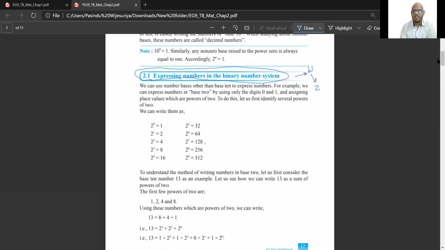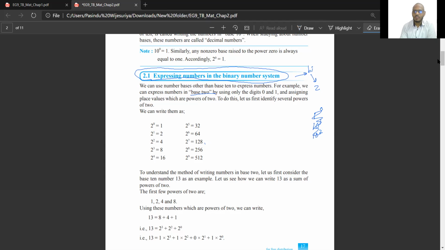So when it comes to binary, the base is 2. In everything that we did before, the base is 10. That's why you put 10 to the power 0, 10 to the power 1, 10 to the power 2. That is fine. So we won't be needing that part here now.